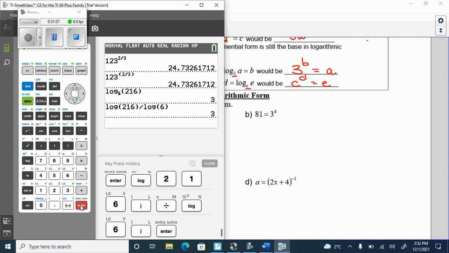Same answer. Now, you have to remember that you have to divide by the base, not flip-flop them, or you'll get the wrong answer. If you have a calculator, if you do this, the 6 has to be in the bottom.